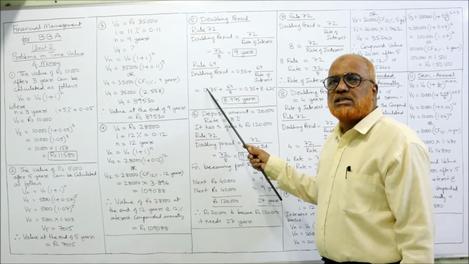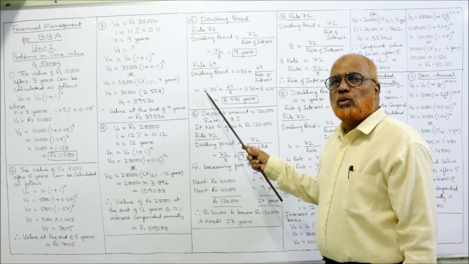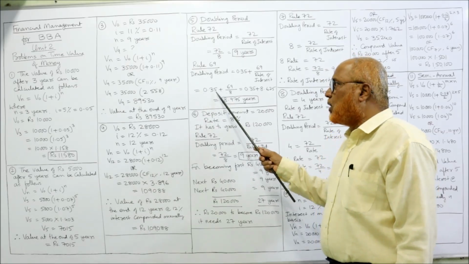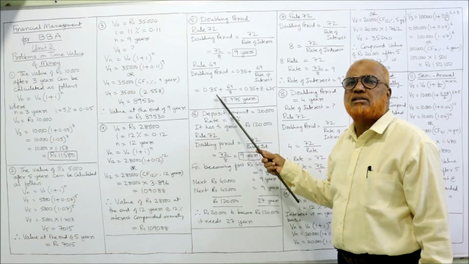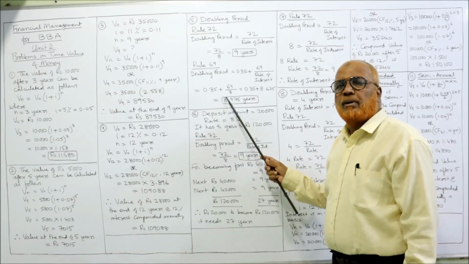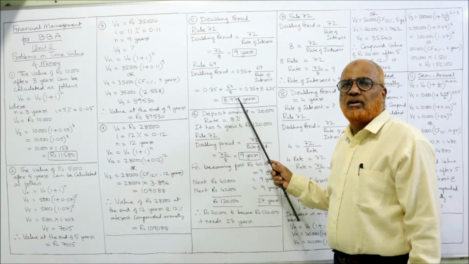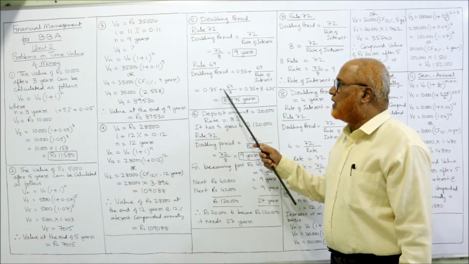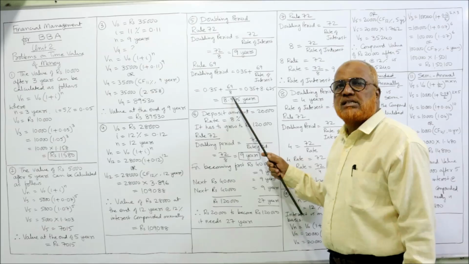One more rule is rule 69. According to rule 69, doubling period is equal to 0.35 plus 69 divided by rate of interest. The 0.35 is there in the formula itself. So 0.35 plus 69 divided by the rate of interest, which is 8.